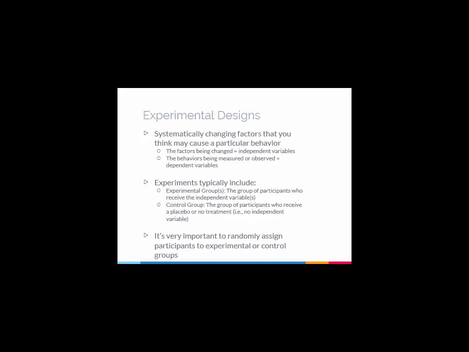The second type of general research design are experimental designs. Experimental studies involve systematically manipulating key factors that the investigator thinks cause a particular behavior. So the factors being changed are the independent variables. The independent variable is the variable being manipulated. The dependent variable is the behavior being observed. It's the effect or the outcome.